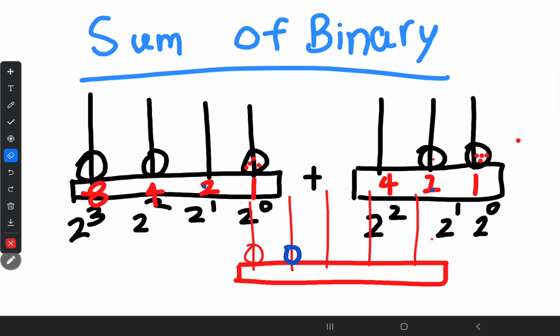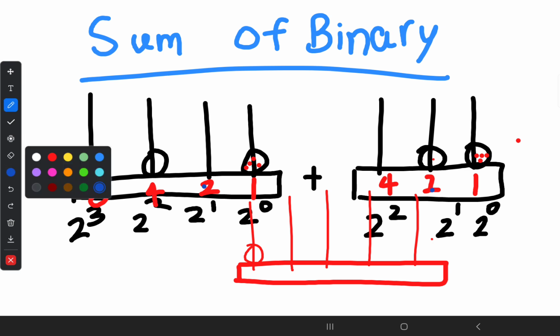This is the way you should add the binary numbers. The maximum number of balls in each column would be only 1. Okay, only 1. I'll recall again. Let's do the question again from the beginning.